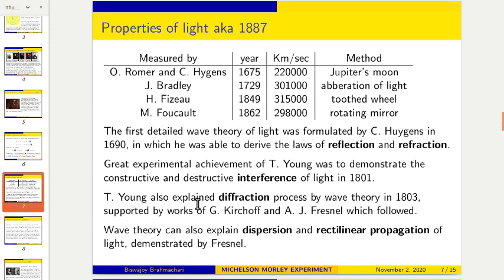And Young also explained the diffraction process, and that was supported by Kirchhoff and Fresnel. And wave theory can also explain dispersion and rectilinear propagation of light as demonstrated by Fresnel. So various works in the 19th century, actually after the discovery of the double slit experiment, more or less established that light has wave properties.